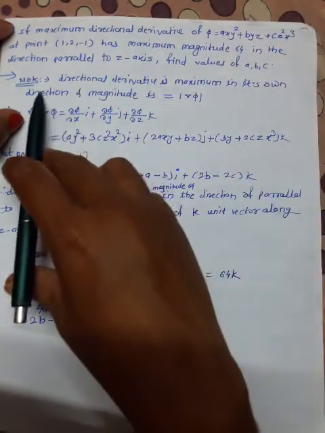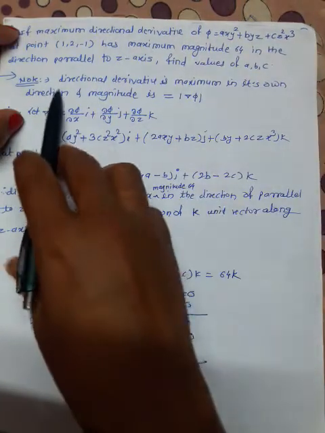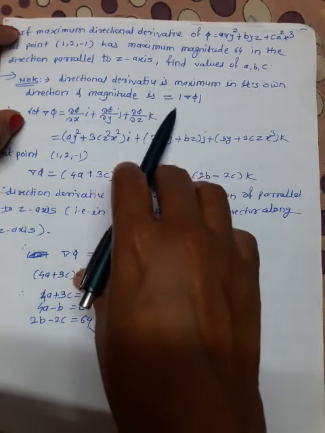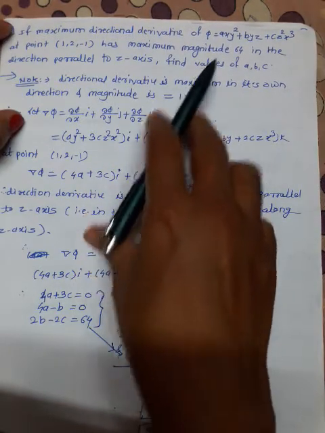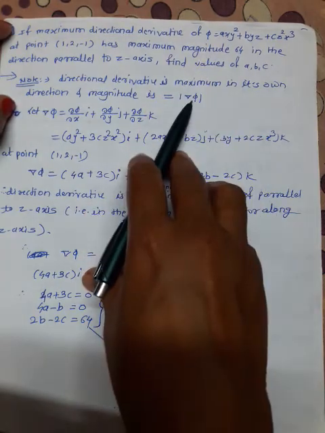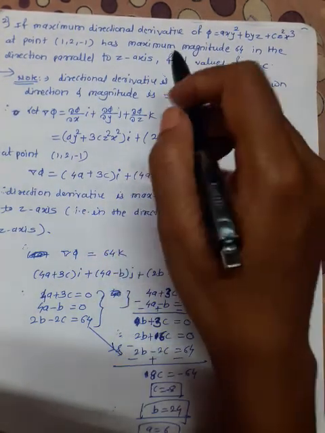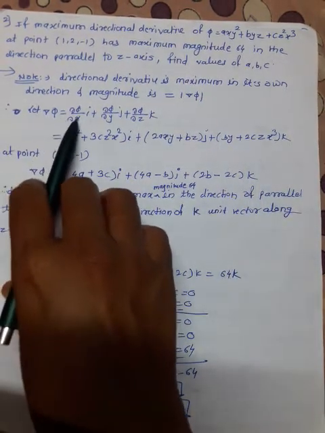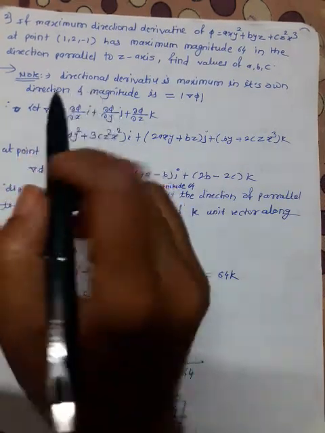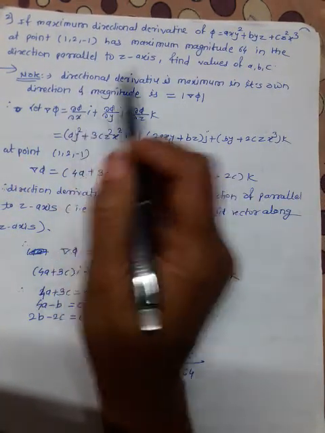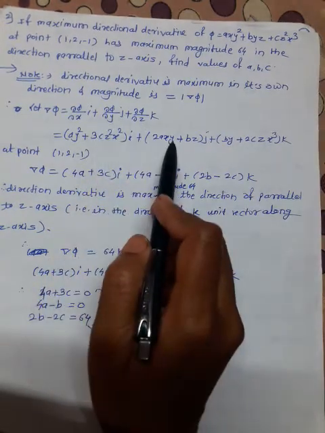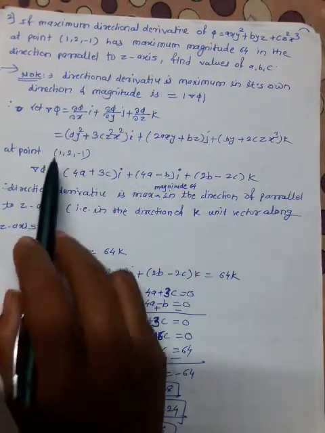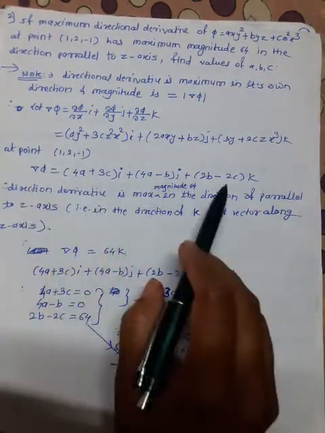First let us see what is the meaning of maximum directional derivative. Directional derivative is maximum in its own direction and its magnitude is given by the magnitude of del phi. That means first we have to find del of phi, and then move forward. Del of phi by definition is dab phi by dab x i, dab phi by dab y j, dab phi by dab z k. Phi derivative with respect to x is this, with respect to y is this, with respect to z is this. Simple derivatives. Now a particular point is given, that's why we put this point here. We get del phi is equal to this.